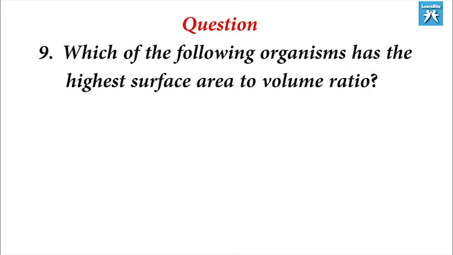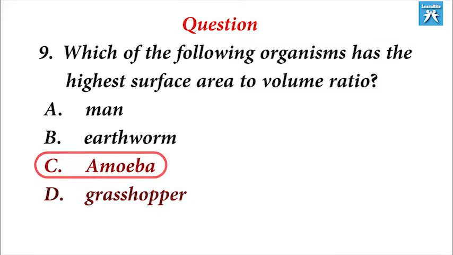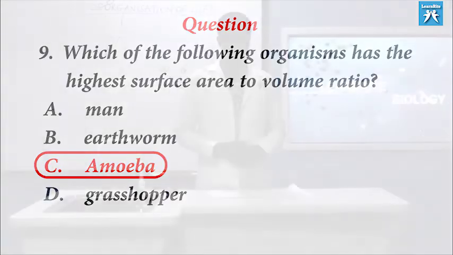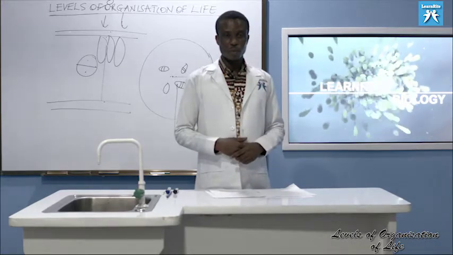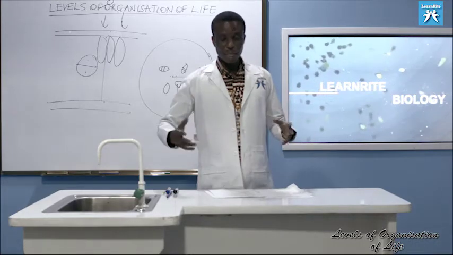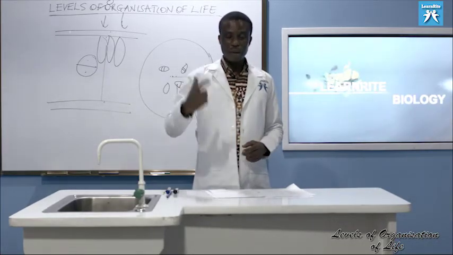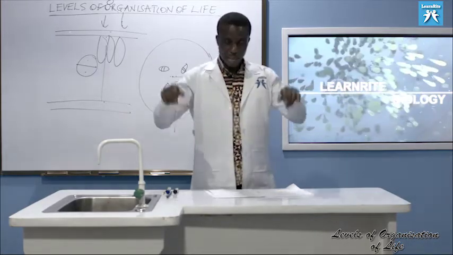Next one. Which of the following organisms have the highest surface area to volume ratio? A, man. B, earthworm. C, amoeba. D, grasshopper. So amoeba is the answer. Why? Because the cell is exposed to the environment on all sides, in direct contact with the environment. The cell making up the whole organism is exposed to the environment on all sides.